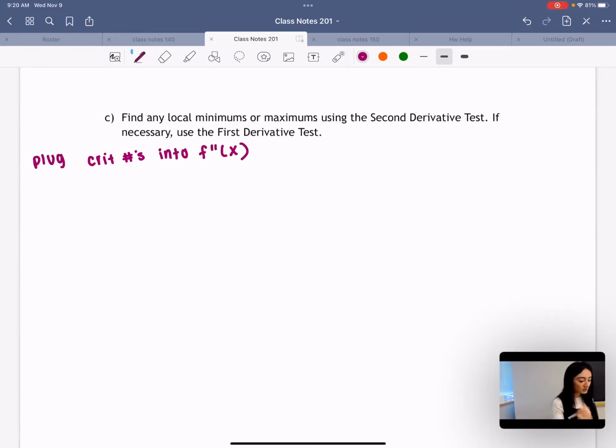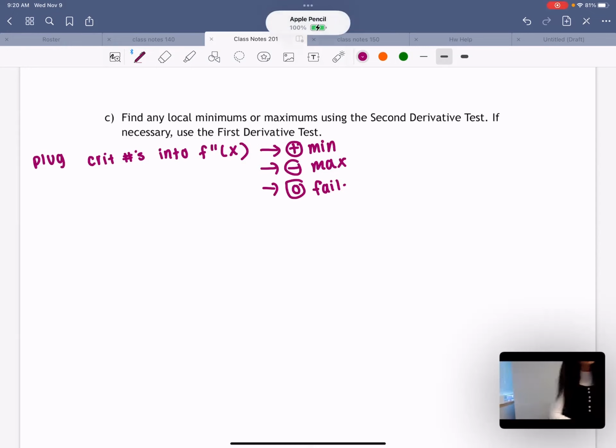Now, just a little review. If the second derivative is positive, what does that tell us? Local min, right? I know it's kind of counterintuitive. If it's negative, then it's a max, right? What happens if the second derivative is 0? Yeah, it kind of fails, right? You have to use the first derivative test. So we have a fail here, and we have to use the first derivative test. So I'm going to give you a minute to do this one because I think it's not that bad.